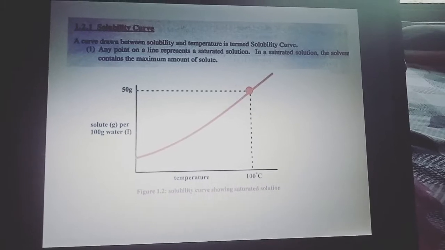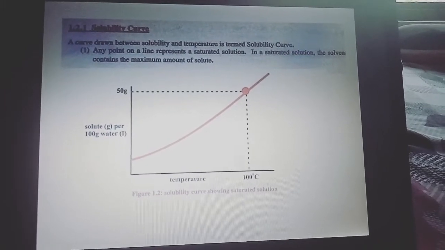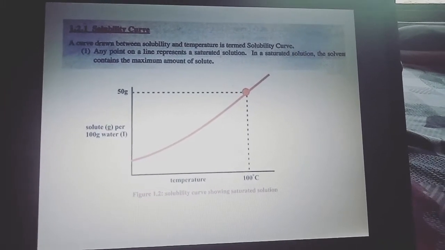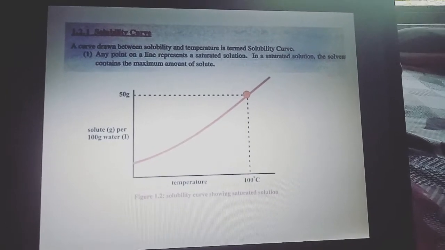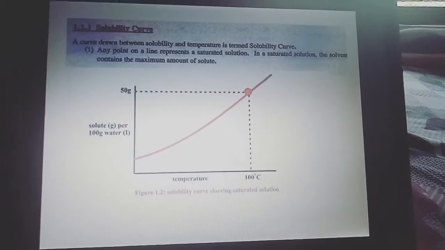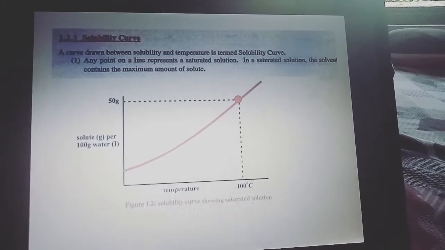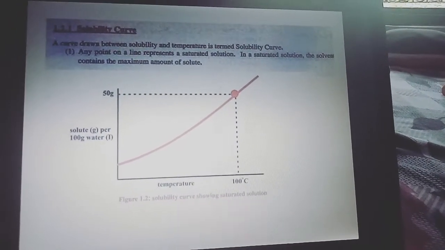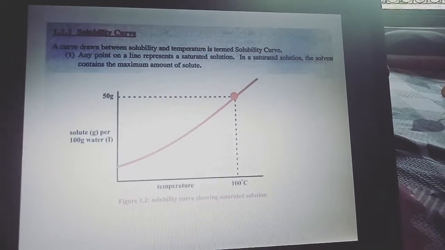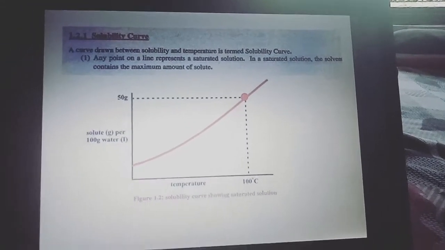Okay, this is the solubility curve of a saturated solution. On the y-axis you can see the solubility, and on the x-axis you can see the temperature. This is a graph between the solubility and the temperature for a saturated solution. Any point on this red line will represent a saturated solution. You can see.